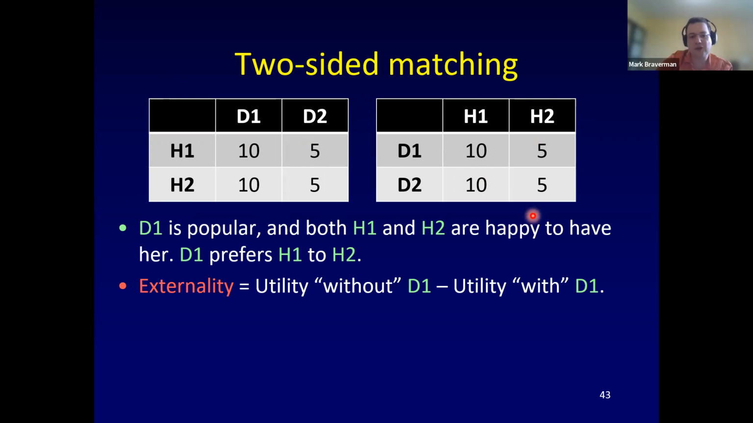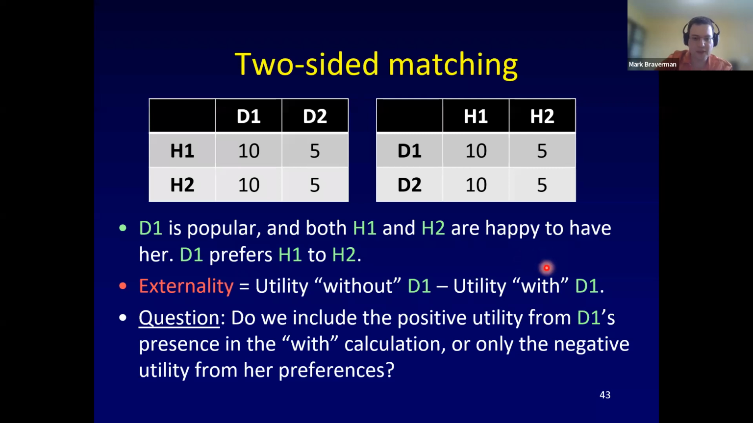The question is, how do you define externality? Externality in general, remember, is the inconvenience you cause to the world. So the externality of D1 is the utility without doctor one minus the utility with doctor one. And utility with doctor one, it's clear what it means. It's the utility of all the other players in the actual final outcome.